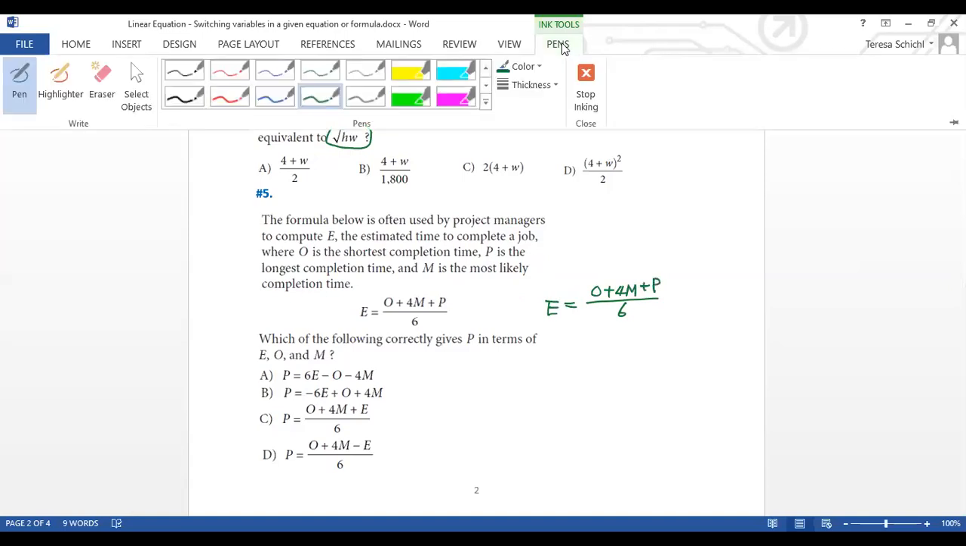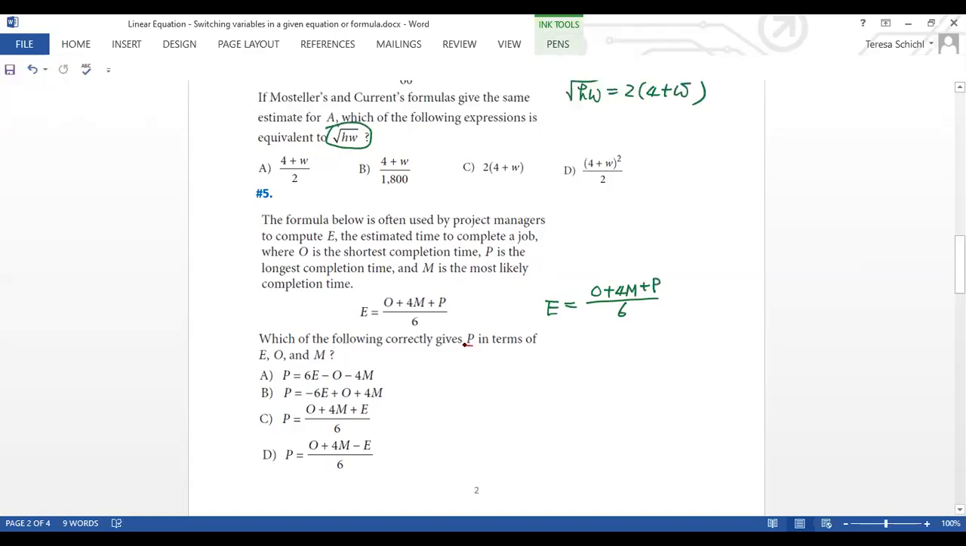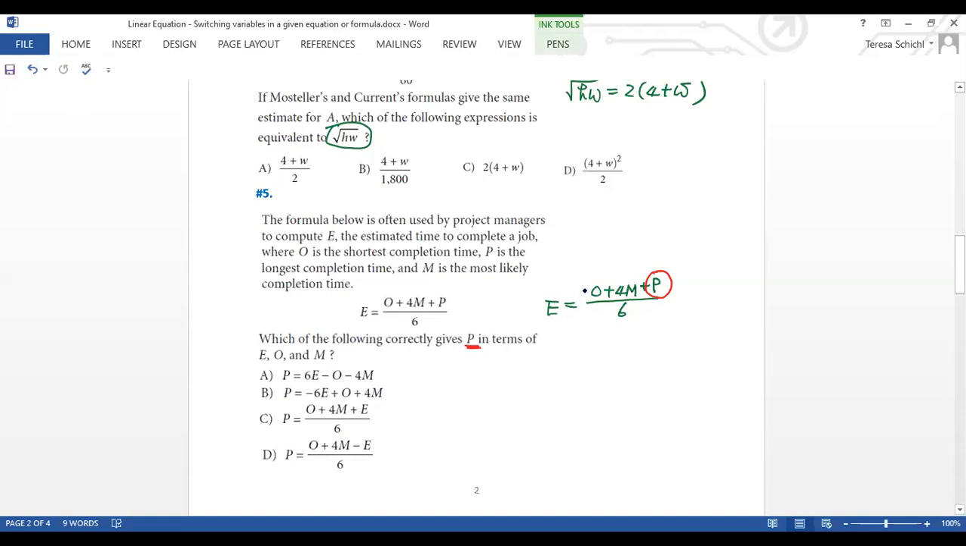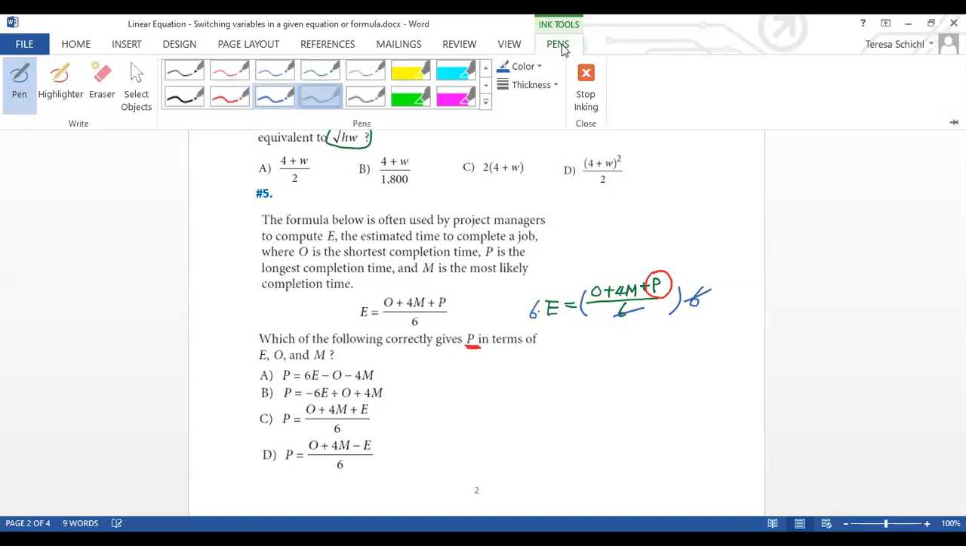So when you read the problem, they ask for P in terms of E. That means which variable am I looking for? I'm looking for this one, and I'm trying to solve for it. Here the whole thing is divided by 6. Like we mentioned, every time we see a fraction, we always want to remove the fraction to make it easier. So what do I need to do? I need to times 6 here, right? So the 6 cancels, and that's how we cancel out the fraction.